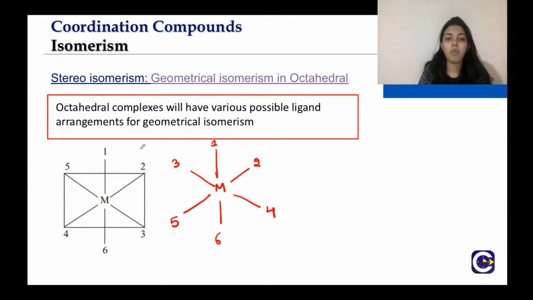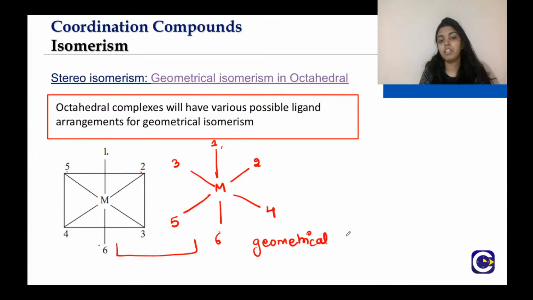Okay. Now what is happening here is, see, here 1 and 6 were 180 degrees, here also 1 and 6 are 180 degrees. Here 2 and 5 are 90 degrees to each other, while here 2 and 5 are 180 degrees to each other. That means one angle is changing, right? And if at least one of the angles is changing, then both will be geometrical isomers of each other.